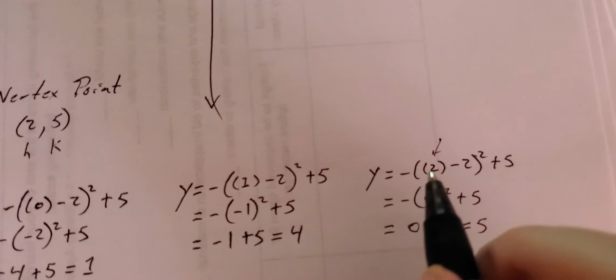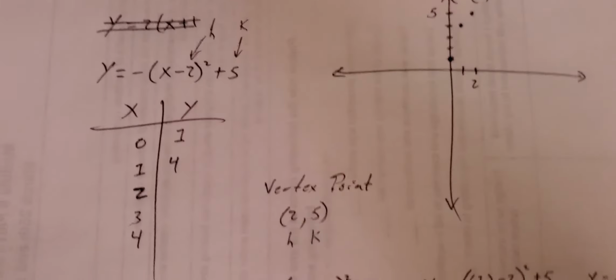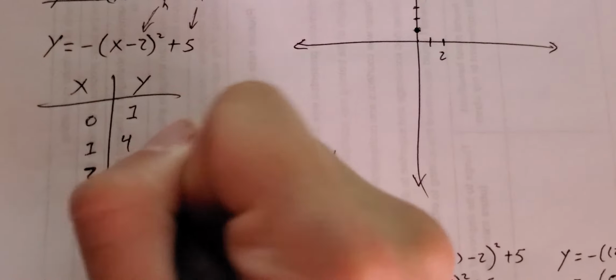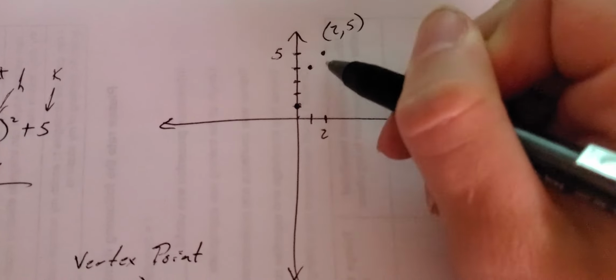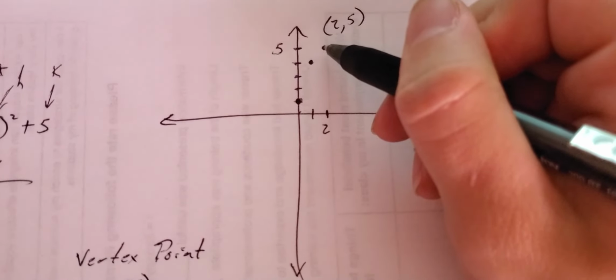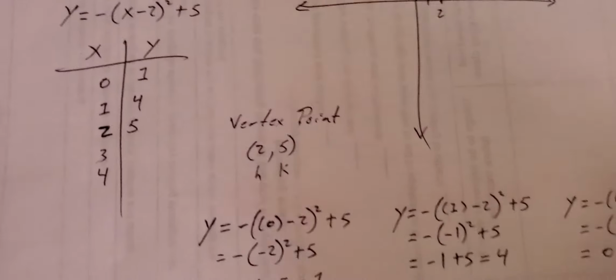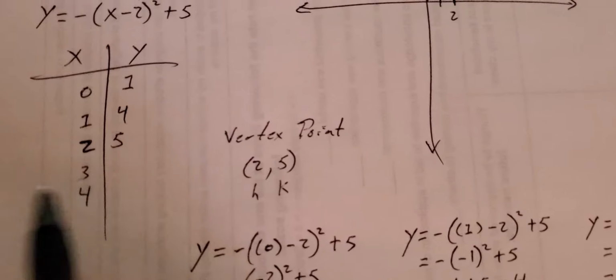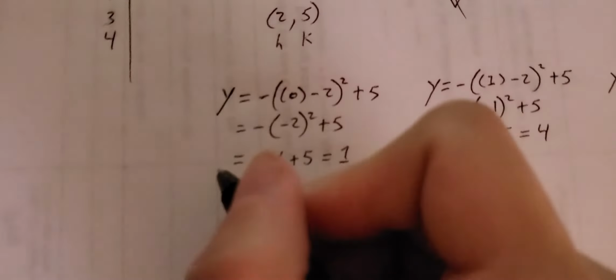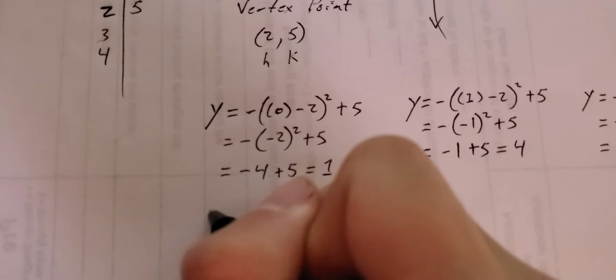So at 2, my y value is 5. So at 2, I go 5 up. And there I am. I'm good. Okay, let's try now at x equals 3.